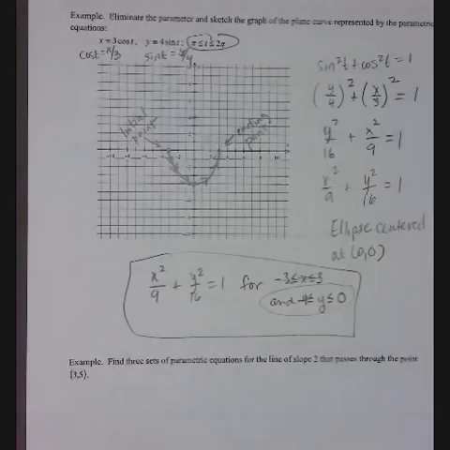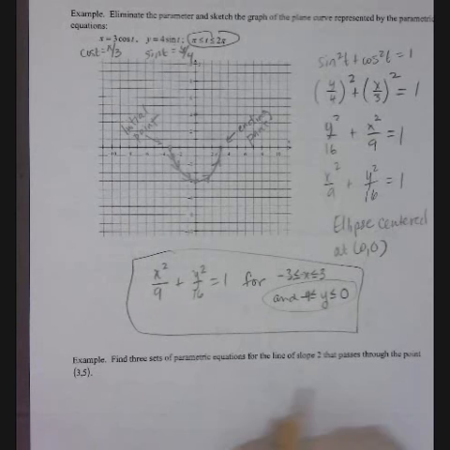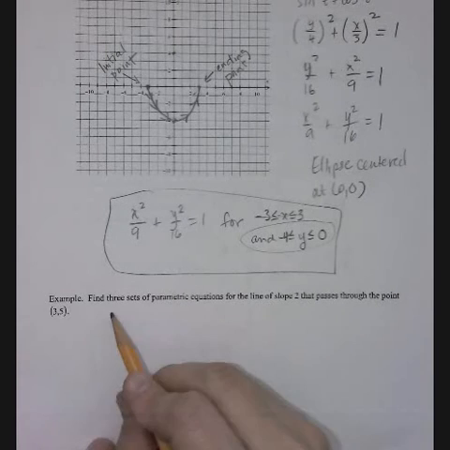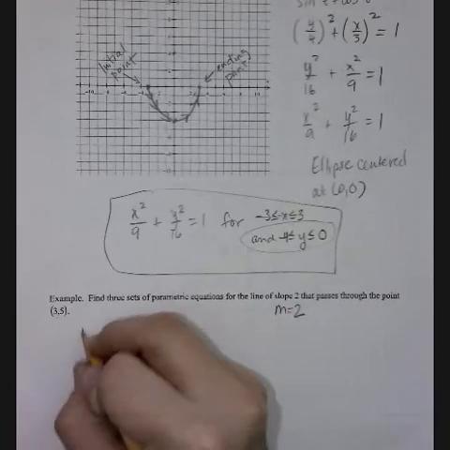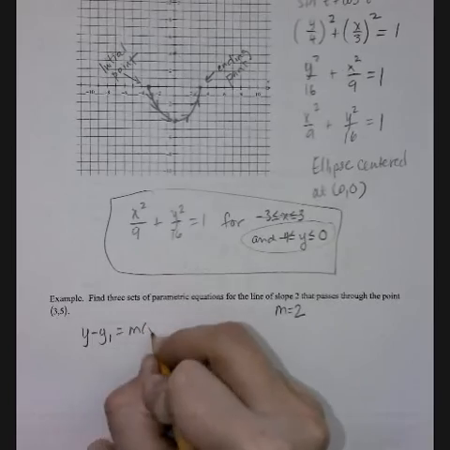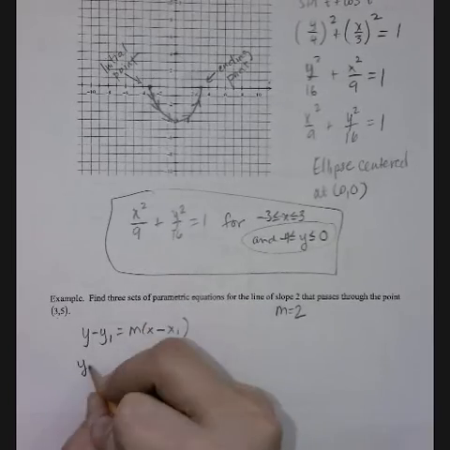Right, the next example, we are going to find parametric equations for an equation in xy form. So we want 3 sets of parametric equations for the line of slope 2 that passes through the point 3, 5. It doesn't really matter what you choose when you do this, but let's write the equation first. I'm getting ahead of myself. So slope is 2 and passes through 3, 5, so let's use point slope form. So y minus 5 equals 2 times x minus 3.